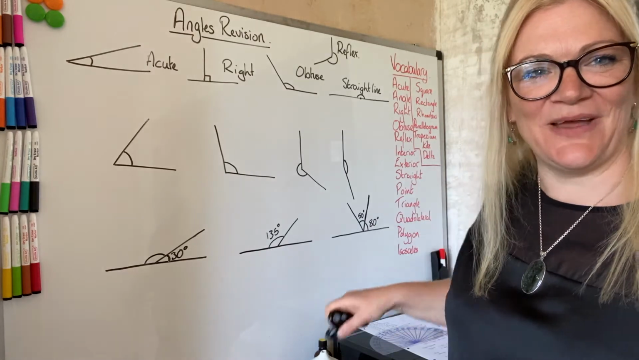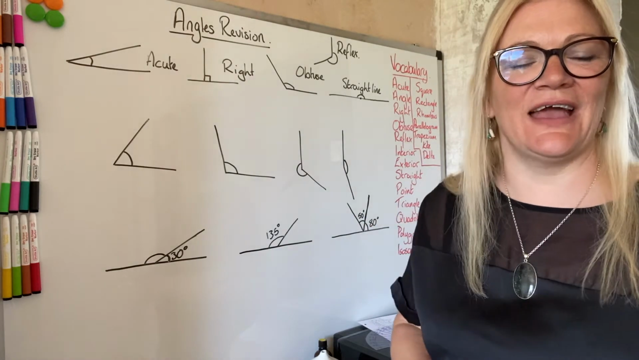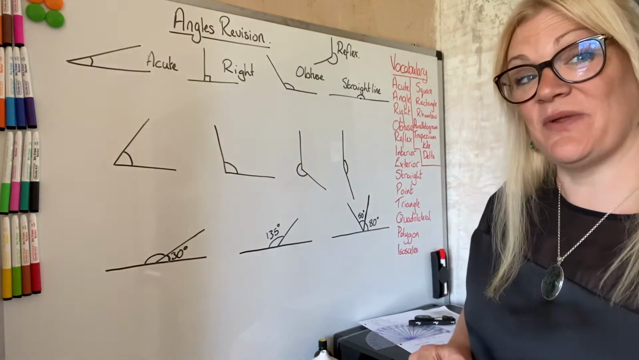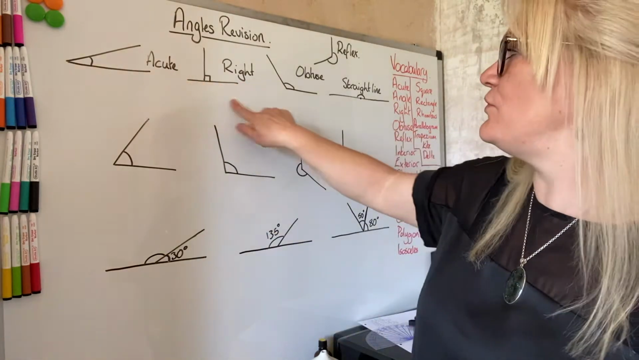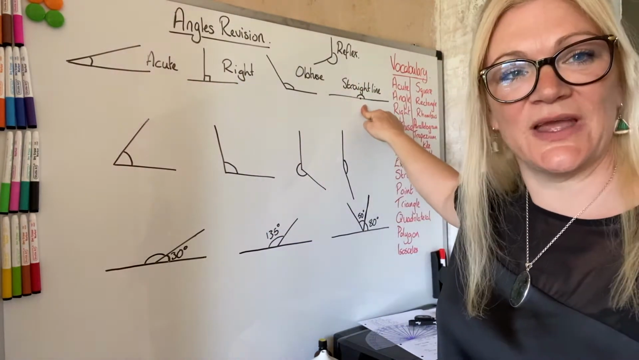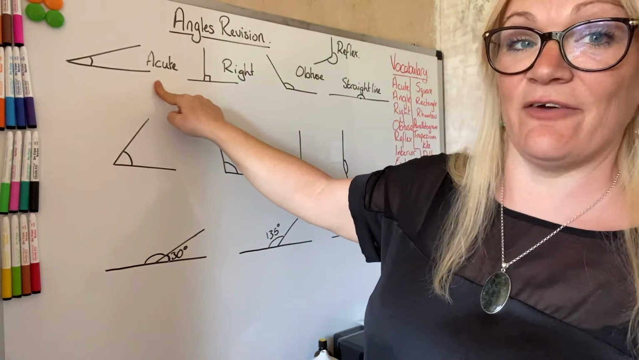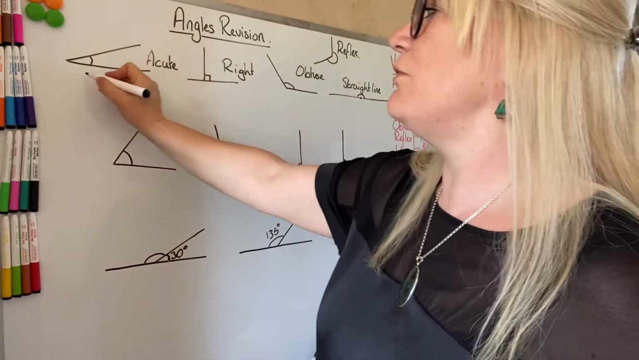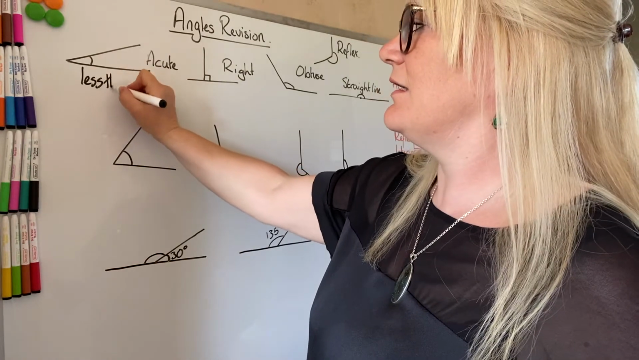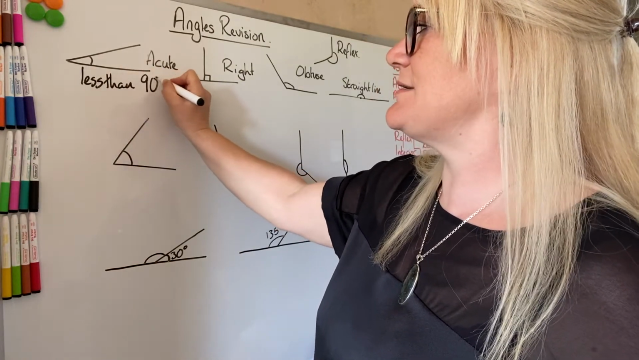Hello, I wanted to talk about angles today and do some revision on the angles topic. So let's start with the very basics. There are 4 types of angle and we have a straight line as well. So the first type is the very small ones. They're acute angles. They are all less than 90 degrees.